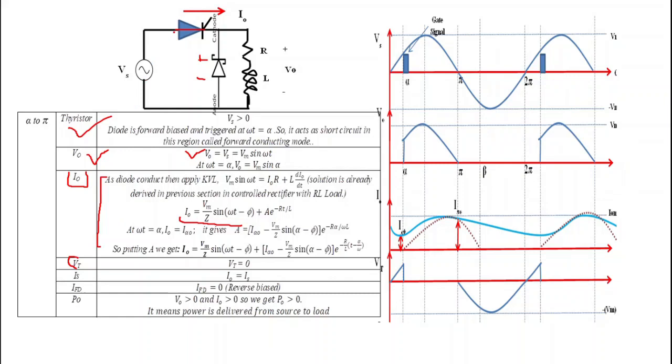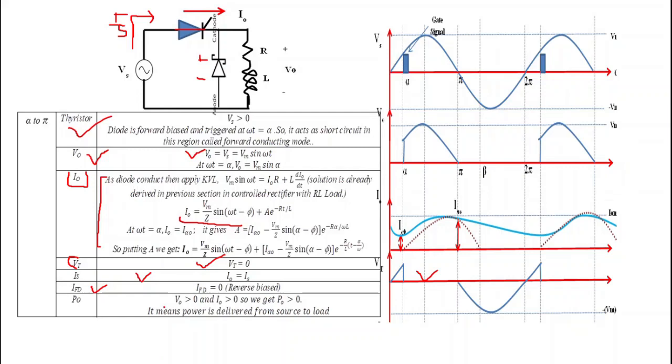When this thyristor gets short circuited, the drop across the thyristor will be equal to 0, or we can say that Vt is equal to 0. Now what is source current Is? During this period, Is is equal to I0, because the thyristor is short circuited and the freewheeling diode is open circuit. That's why Is and I0 will be the same. Now what is the current across the freewheeling diode? As the freewheeling diode is reverse biased, the current across it will be equal to 0.